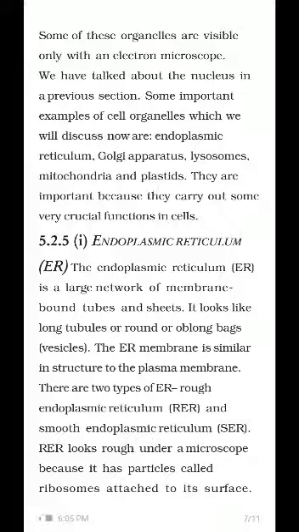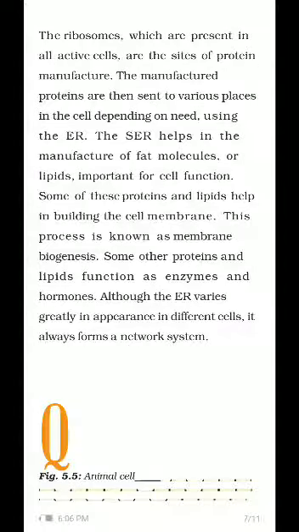The endoplasmic reticulum is a large network of membrane-bound tubes and sheets. It looks like long tubules or round or oblong bags, vesicles. The ER membrane is similar in structure to the plasma membrane. There are two types of ER, rough and smooth. RER looks rough under a microscope because it has particles called ribosomes attached to its surface. The ribosomes, which are present in all active cells, are sites for protein manufacturing.